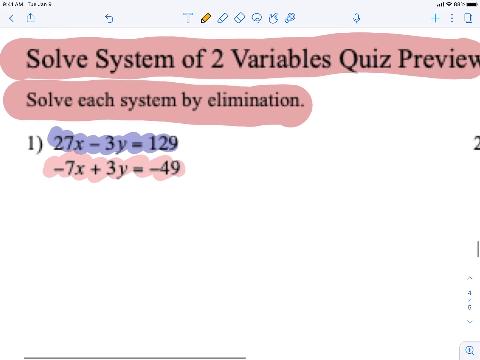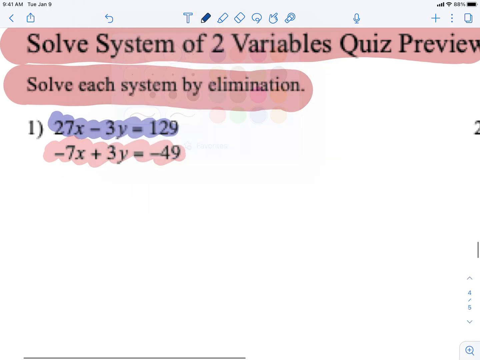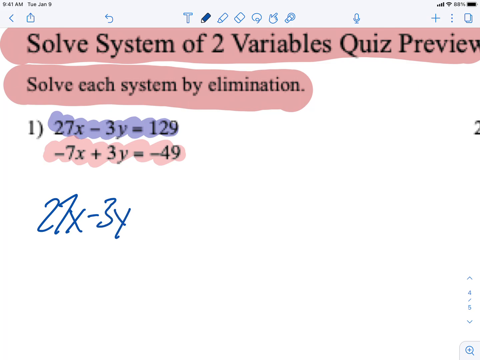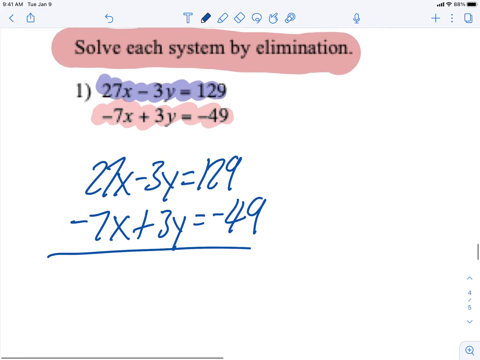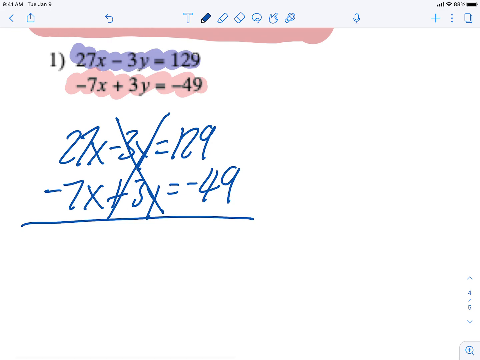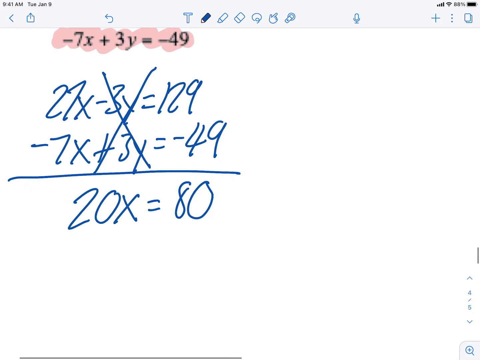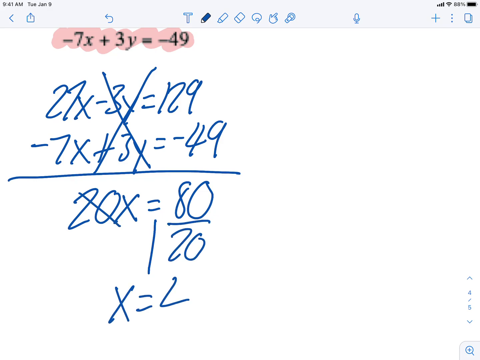Now, I'm going to copy over 27x minus 3y is equal to 129. Negative 7x plus 3y is equal to negative 49. Now, fortunately for me, these already cancel out. Negative 3y and positive 3y cancel out. 27x minus 7x is 20x. 129 minus 49 is 80. Right? I cross out 20, I divide by 20, and I get x is equal to 4.